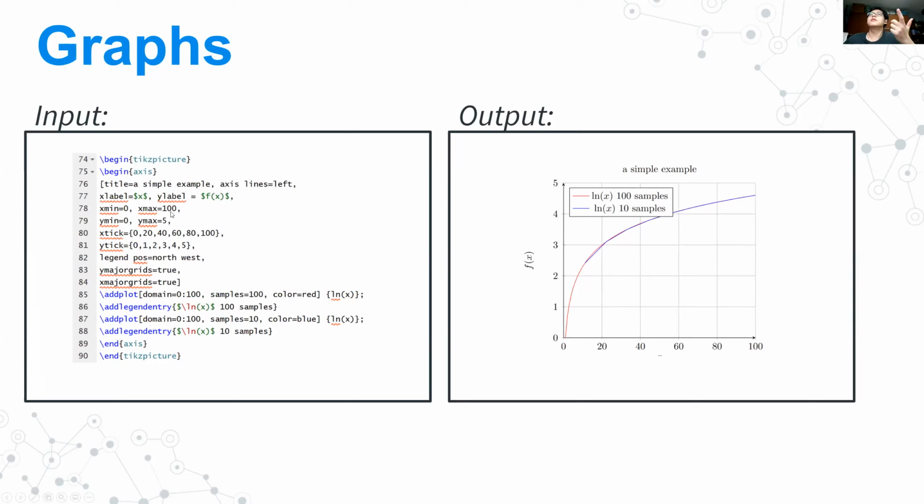Then the y label is just f(x). So y label f(x). Then I want the range for the x values: x minimum from 0 to 100. Then the y values from 0 to 5.